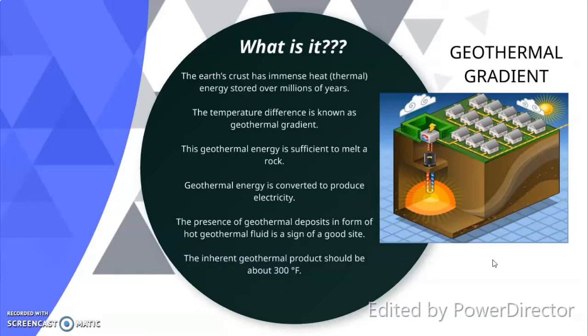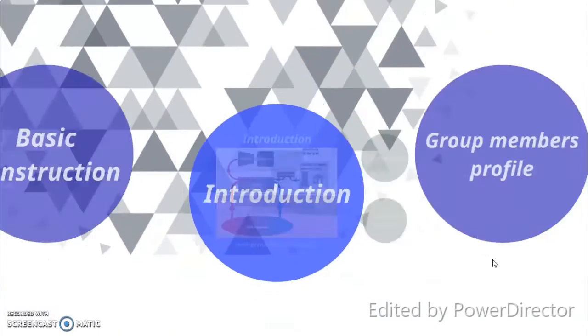Geothermal energy is converted to produce electricity. The presence of geothermal deposits in the form of hot geothermal fluid is a sign of a good site. The inherent geothermal product should be about 300 degrees Fahrenheit. That's all from me. Thank you.